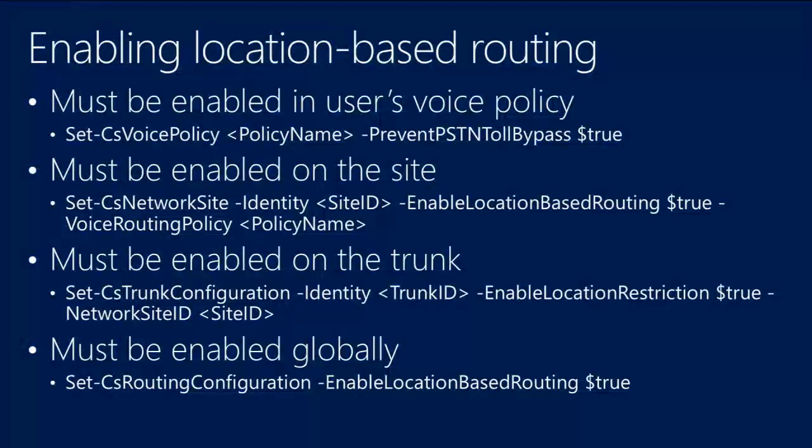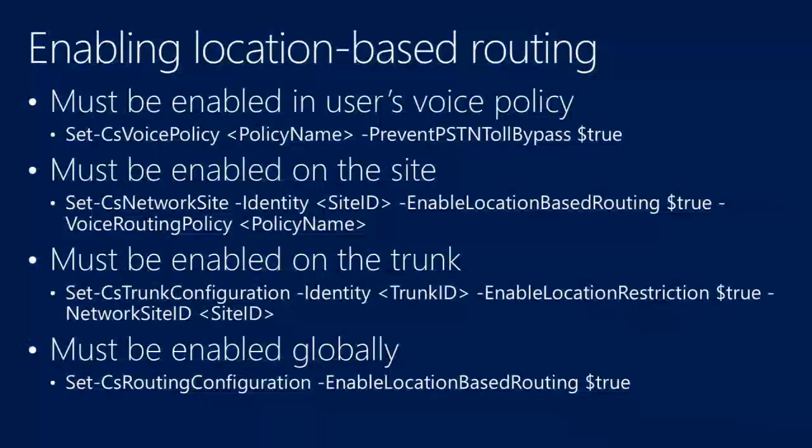So there's turning it on at the user policy level, prevent PSTN toll bypass true. Turning it on at the site level, right? There we're assigning that voice routing policy that we created and turning on location-based routing. At the trunk, enable location restriction true, and then globally turning that switch. Lots of little nerd knobs that we have to turn to get this thing working, but at the end of the day, this provides us an extremely powerful mechanism for being able to control calls that ingress and egress from particular locations.